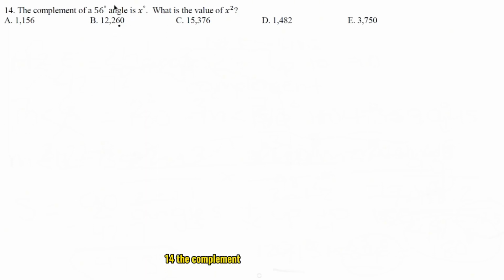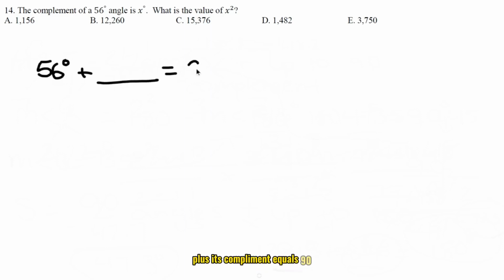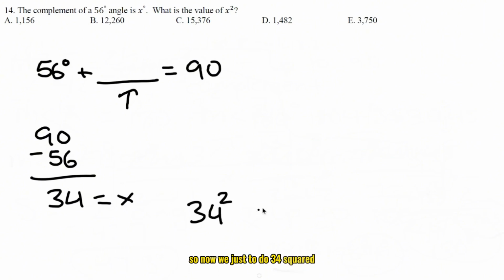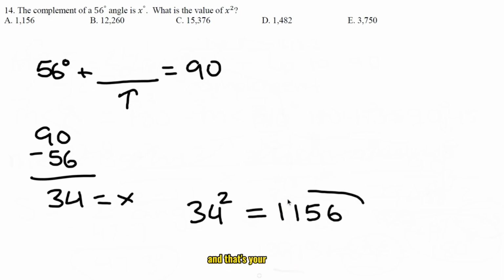14. The complement of a 56-degree angle is x. What is the value of x squared? Alright, so we're looking for the complement of a 56-degree angle, which means 56 plus its complement equals 90. To solve for this, we can do 90 minus 56. That equals 34, so that equals our x value. Now we just have to do 34 squared. 34 squared equals 1156. And that's your answer.